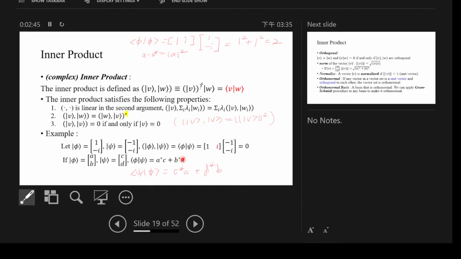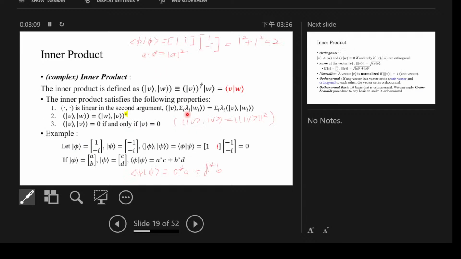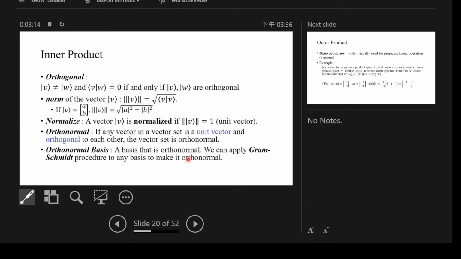And we want this complex conjugation because we want the inner product to still give us the norm of the vector. So taking the square root of the inner product is still the norm of the vector, and the norm of the vector is the square root of the absolute value squared of A plus the absolute value squared of B. We know the absolute value squared of A equals A times A star. That's why we need a little star here. Okay, so this is inner product.